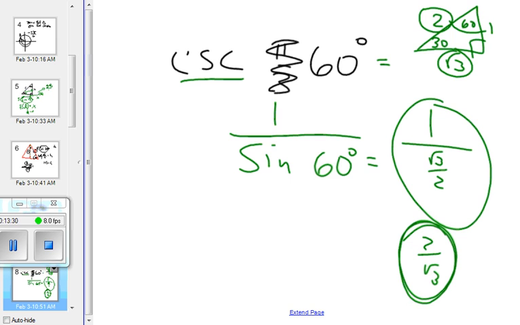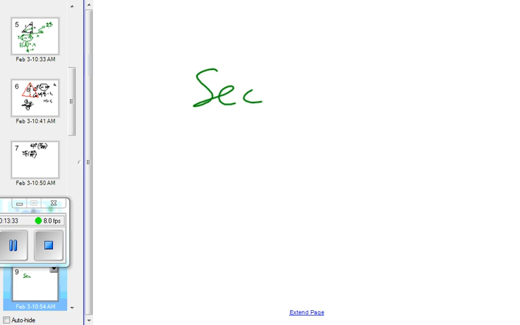Okay, why don't you try this one? Secant of pi over 6. Right away, pi over 6 should have got changed to what? 30. Secant of 30. I don't want to do secant of 30 unless I remember CHO-SHA-COW.